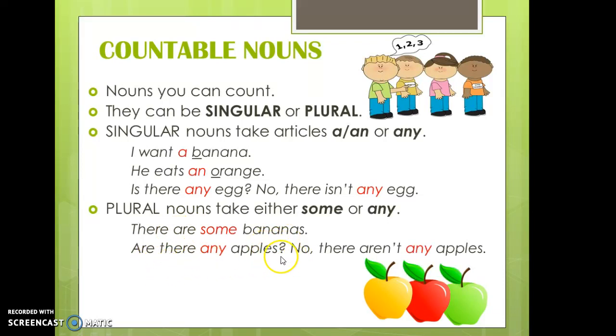It's a question, plural noun, we put any. And in negative sentences, we put any before. So there aren't any apples. So before the plural noun, we put any.